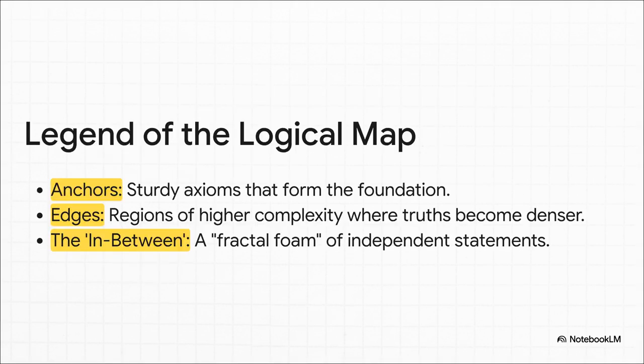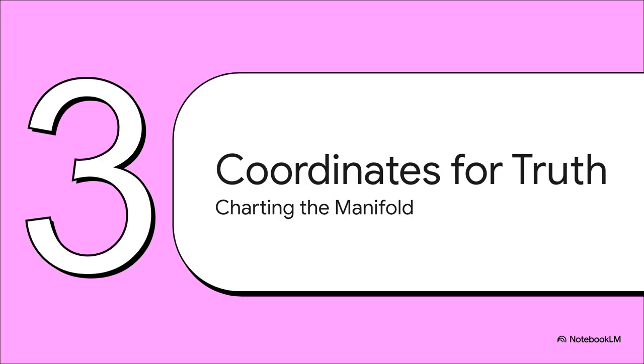So let's break down the legend for this map. The anchors, those are our foundational axioms. They're the solid ground we're standing on. As you travel out towards the edges, you get into these regions of way higher complexity, where truths are just packed together super densely. And all the space in between? That's described as a fractal foam of statements that are kind of independent or maybe only partially true from where you started. Okay, so we've got ourselves a map.